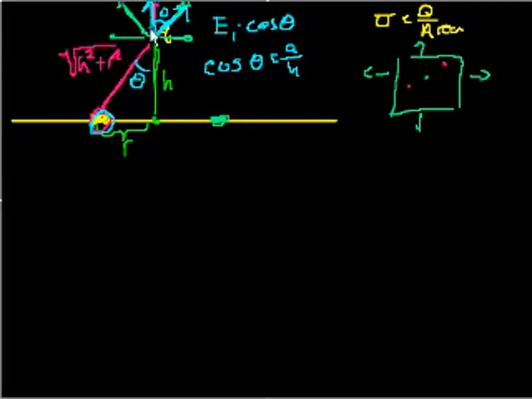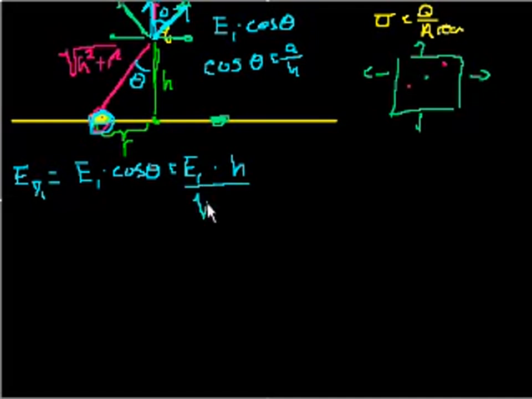We get that the y component of the electric field due to just this little chunk of our plate, let's call that E sub 1 in the y direction, because this is just a small part of the plate, is equal to the magnitude of the electric field from this point times cosine of theta, which equals the electric field times the adjacent, the height h, over the hypotenuse, over the square root of h squared plus r squared. Fair enough.